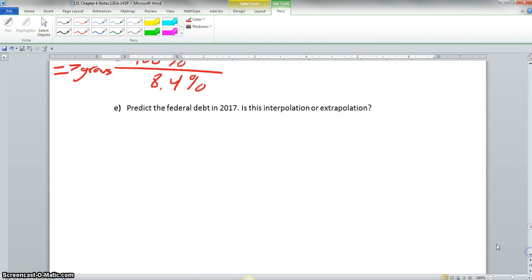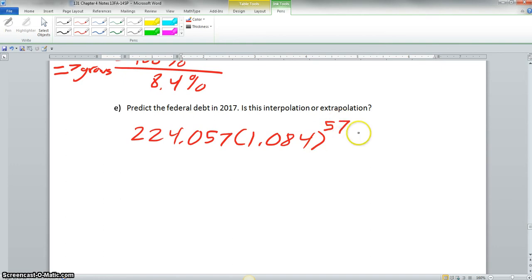Now we go here to E. It says predict the federal debt in 2017. Is this interpolation or extrapolation? So first of all, we will put in 224.057 times 1.084. And of course, we start from 1960, so our T would be 57. And that would give us an approximate answer of 22234.51 billion. And of course, this is in dollars. Now, we have to determine if it's interpolation or extrapolation.